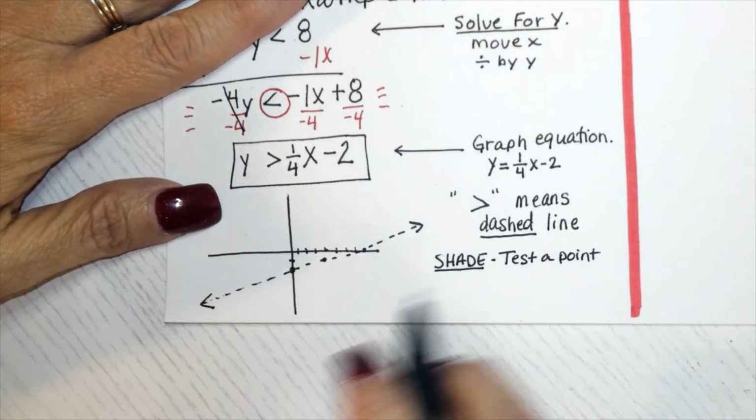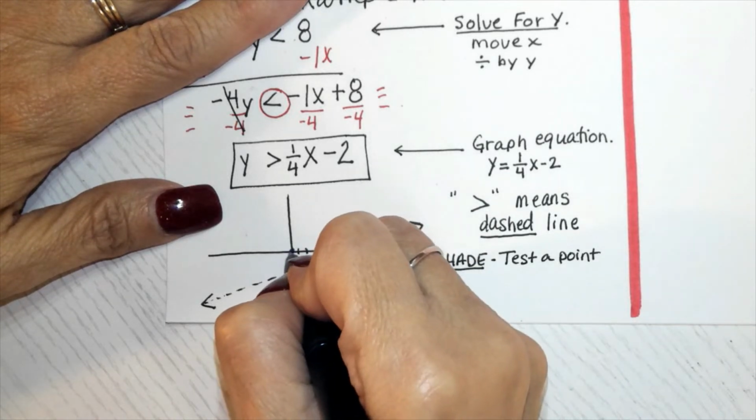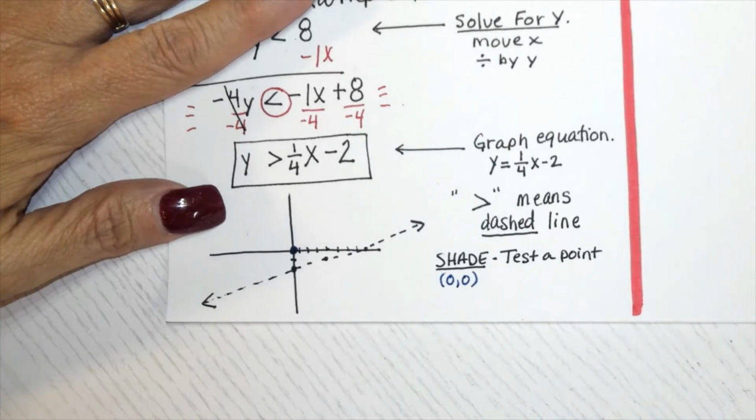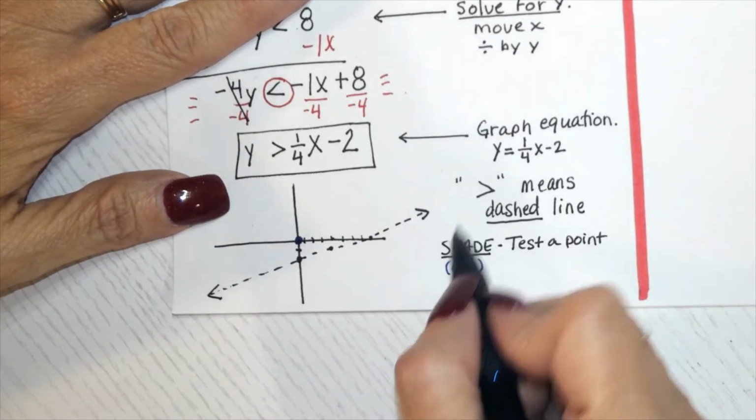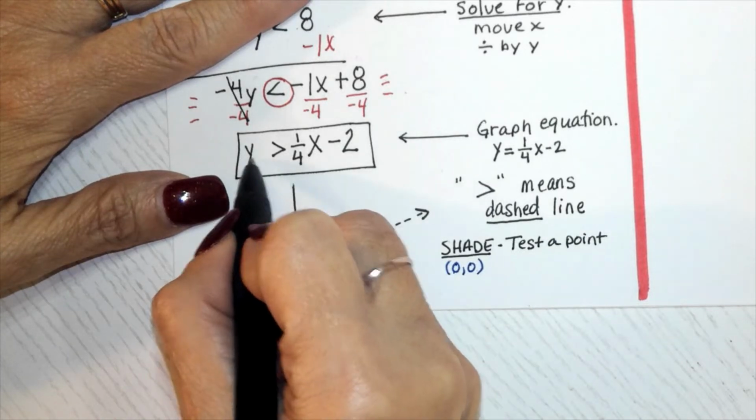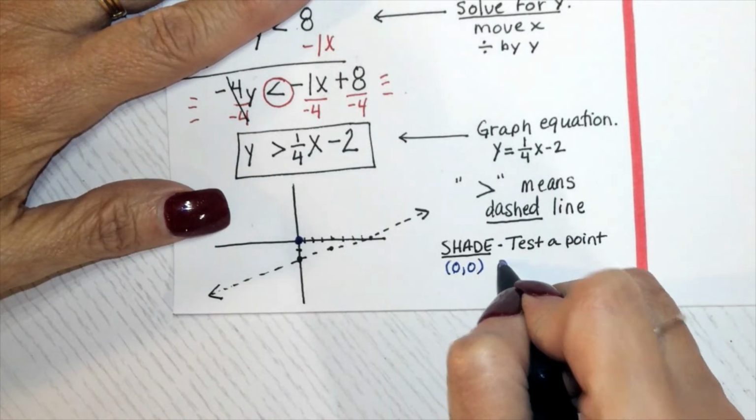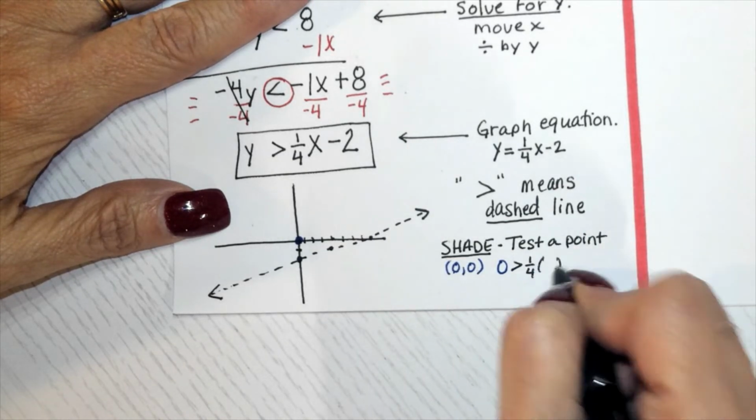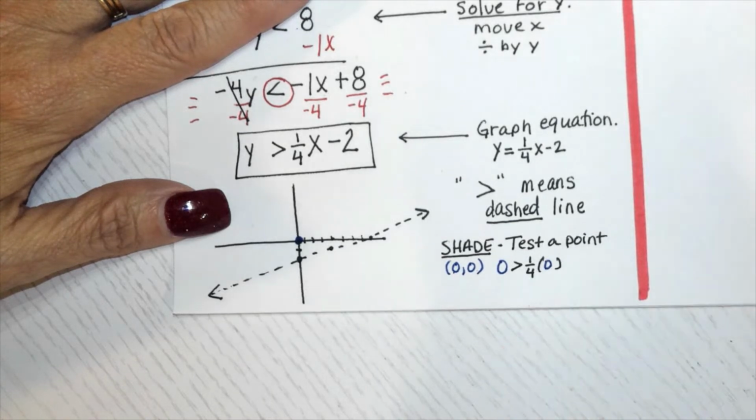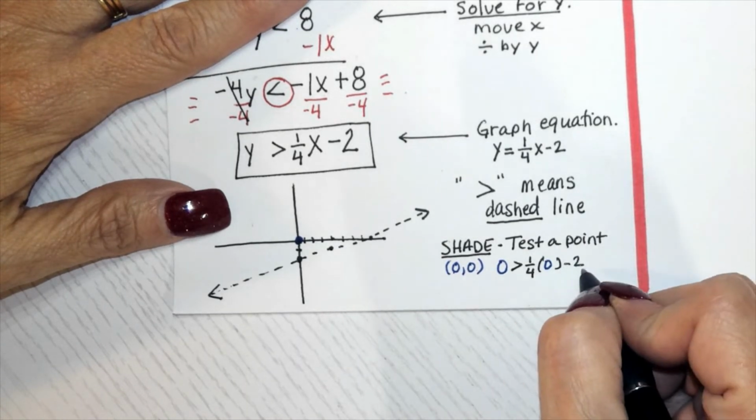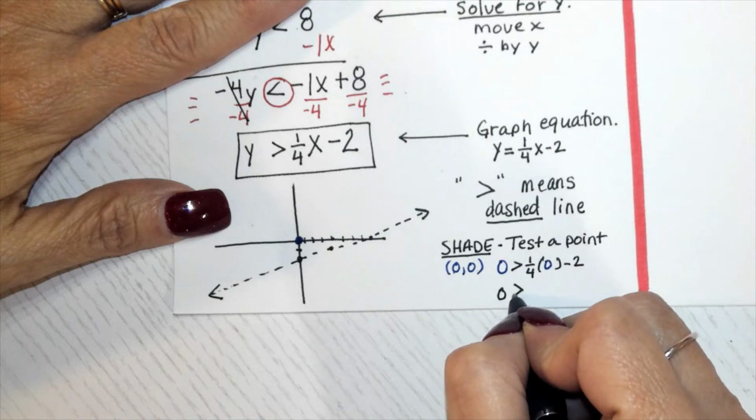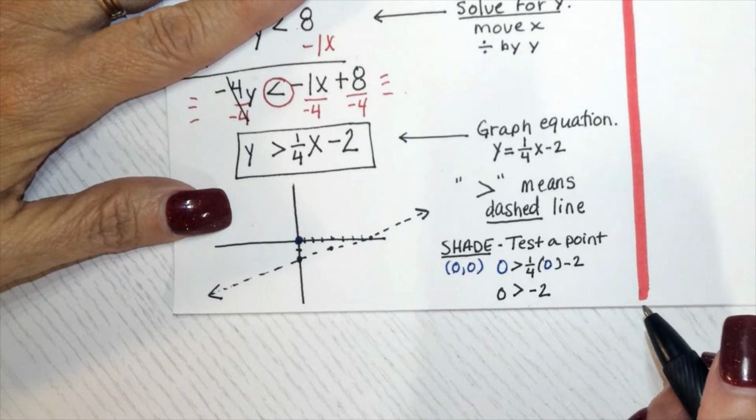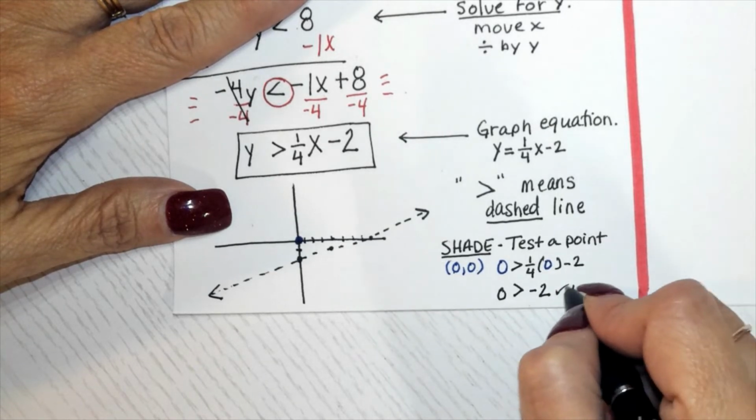And in order to do the shading, you have to test a point. The point I always test, if I can, is this point right here. That point is 0, 0. And if I can test 0, 0, I'm going to test 0, 0. X is 0 and Y is 0. I'm going to plug it in right here. So that's going to be 0, greater than 1 over 4, and then I'm going to plug in 0 for the X, minus 2. So that says 0 is greater than negative 2. Is 0 bigger than negative 2? Yeah, it is. So that is true.